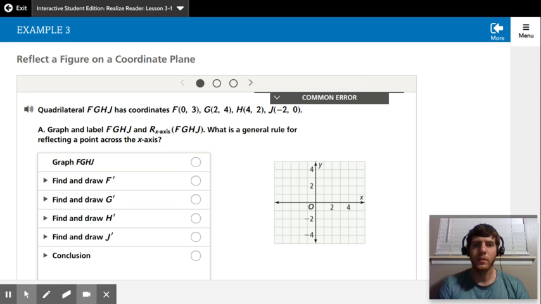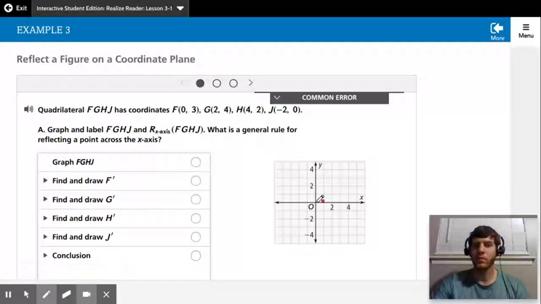Okay, example 3 here wants us to do a reflection on the coordinate plane. So it tells us here we have quadrilateral F, G, H, J, and then it gives us the coordinates for F, G, H, and J. And then it says for part A, graph and label F, G, H, J, and reflect it over the x-axis, and then come up with a general rule for reflecting over the x-axis. So let's first graph our quadrilateral FGHJ.